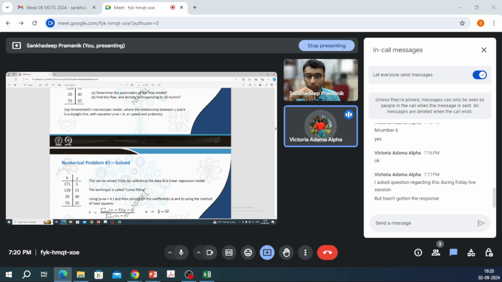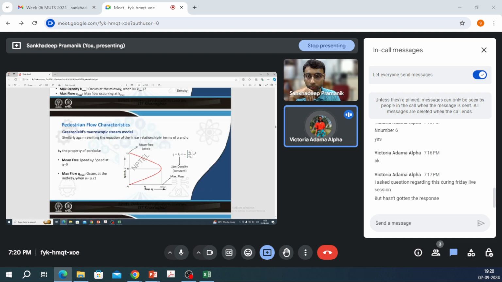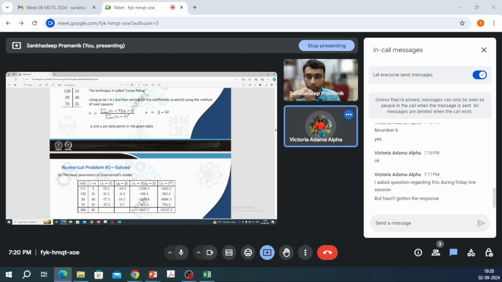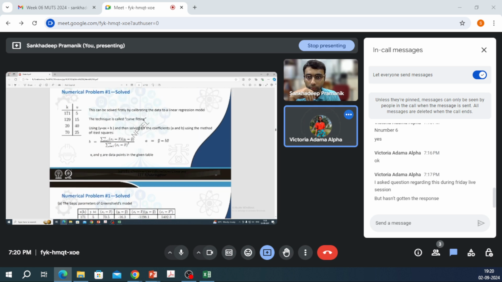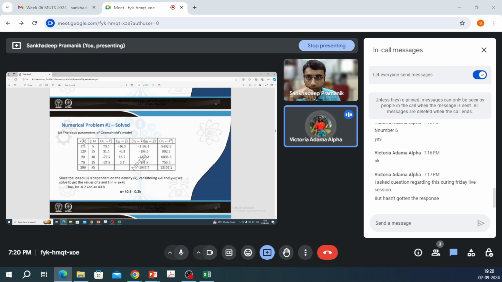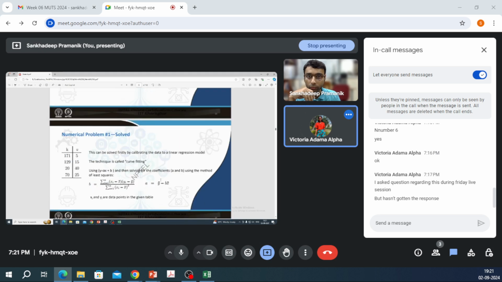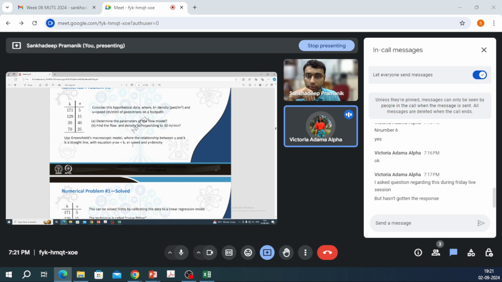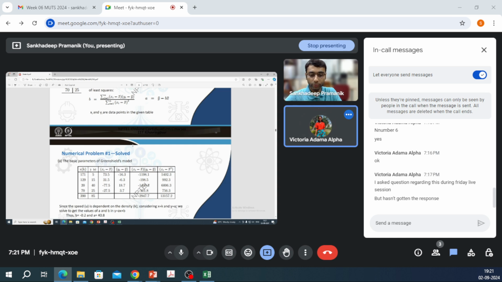But before the answer, they said that since U is dependent, next step: since the speed U is dependent on K, then X equal K. I didn't get that part, because first we say X is equal to U, then now we are saying X equal K. First X is equal to speed, but now they are saying X equal density because it's dependent on the density. I don't understand.